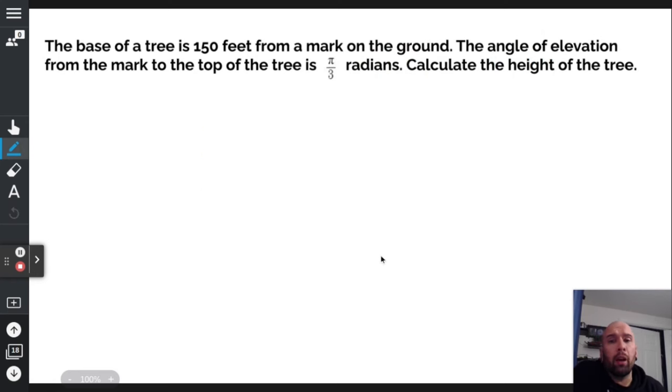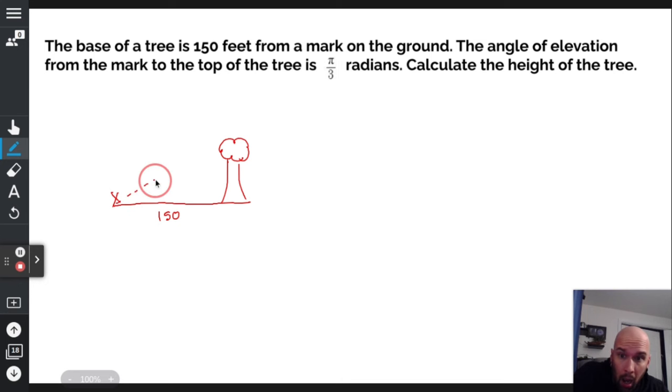The base of a tree is 150 feet from a mark on the ground. Check out these drawing skills. Here's a tree, it's red. Let's put a mark right here on the ground. Oh, hi, Mark. The angle of elevation, from that mark to the top of the tree, is pi over 3 radians. So somebody is looking up at the top of the tree, and the angle is pi over 3. Calculate the height of the tree.